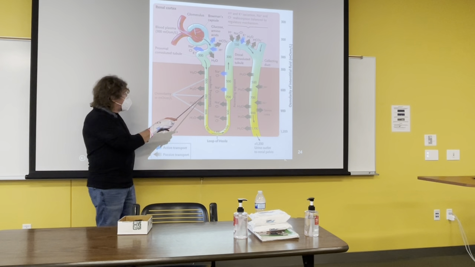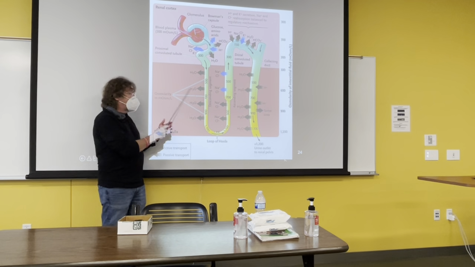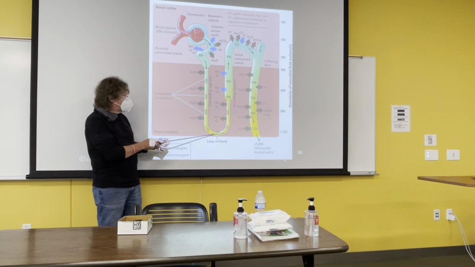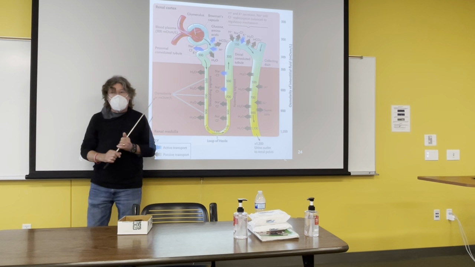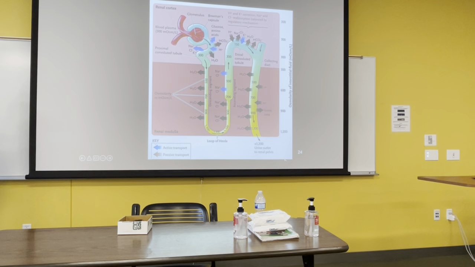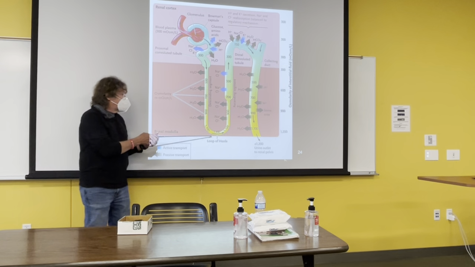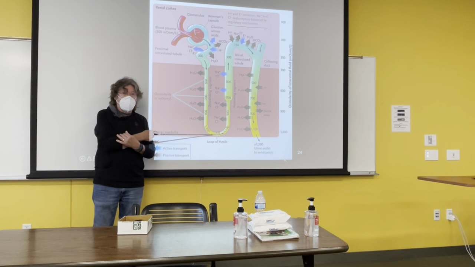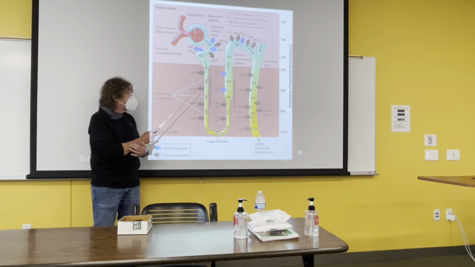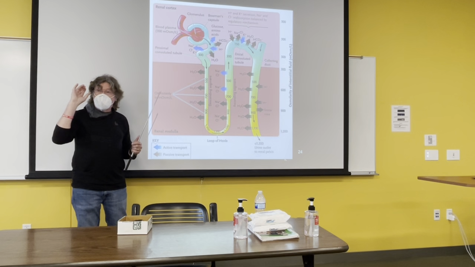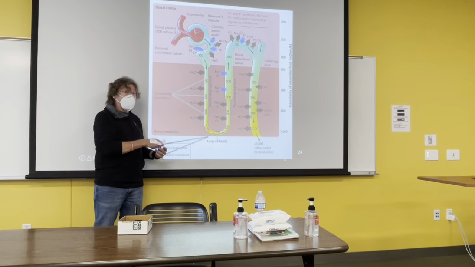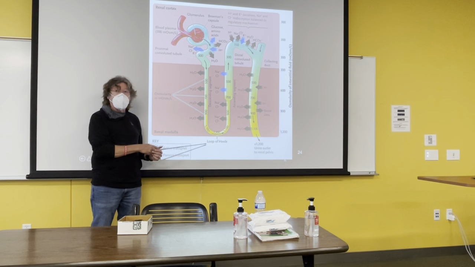As that moves down, it becomes more and more concentrated as we take water out. In humans it can become as concentrated as 1,200 milliosmoles. There are some rats that live in the desert, kangaroo rats, that can concentrate their urine up to about 2,200 milliosmoles. That is because, with respect to the size of their kidneys, they have really long loops of Henle. That allows them to get even more concentrated.